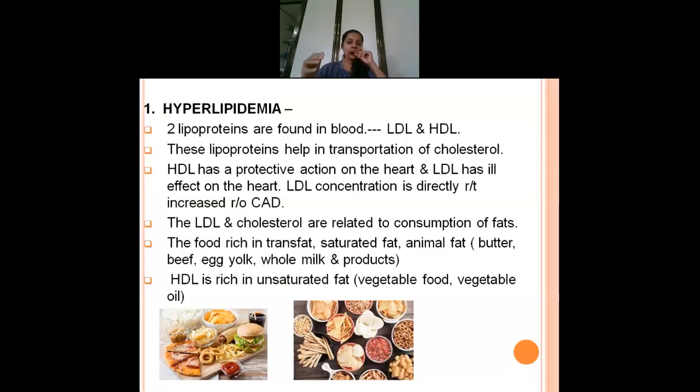If in your body more and more LDL is getting developed or concentrated, when you check the lipid profile, when the LDL is more, then you are at risk of developing coronary atherosclerosis or IHD. Remember that. Okay, and HDL levels tend to protect the person. That is good cholesterol. HDL is more found in vegetables or vegetable oil.